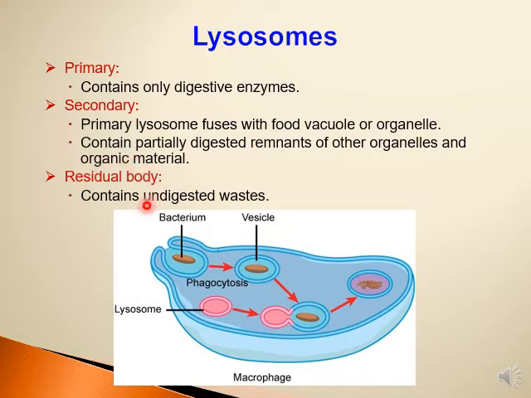And then we can see that also here we have the primary lysosome, secondary lysosome here in the figure, and what is left, or what cannot be digested by the digestive enzymes that are present in the lysosome, will be stored in a very small vesicle on one side of the cell, and this is called the residual body. It contains undigested waste products because the enzymes that are present in the lysosome cannot digest everything.